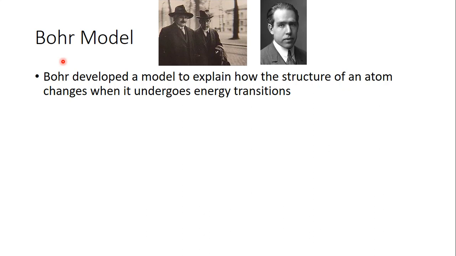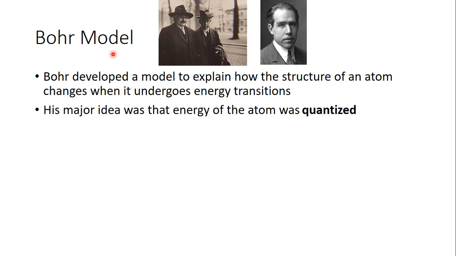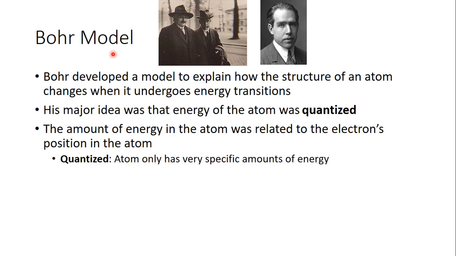In this video, we're going to look and see why atoms give off a frequency of light, or at least the first theory of why they do that. And that theory was by Niels Bohr, and here he is with Einstein, and his model is called the Bohr Model. The idea he came up with was that the energy of an atom is quantized, or it has specific levels or specific values. And the energy in an atom was related to where the electron is positioned in the atom.